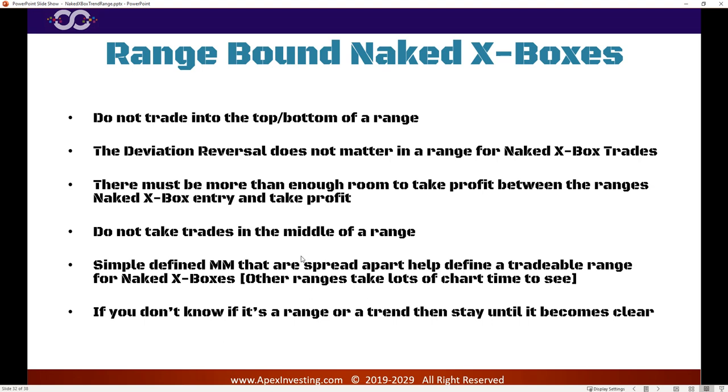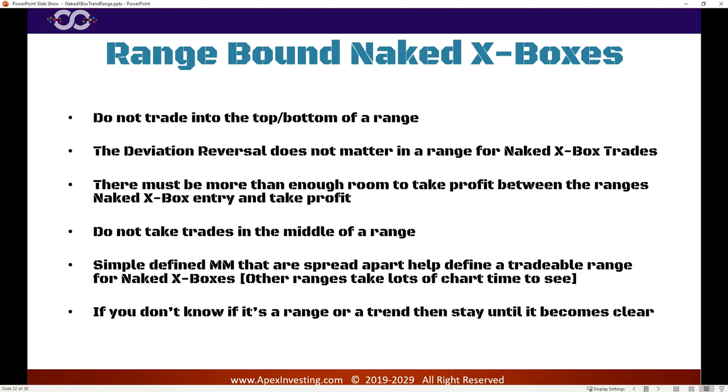There has to be more than enough room to take your profit between the ranges. So between the entry of the naked X box and the take profit level, there has to be enough room to profit. I'm going to walk you through examples and show you. Do not take trades in the middle of the range. Do not take them going into the top or bottom of the range. Simply defined, mini magnets that are spread apart help us define a tradable range for naked X boxes.